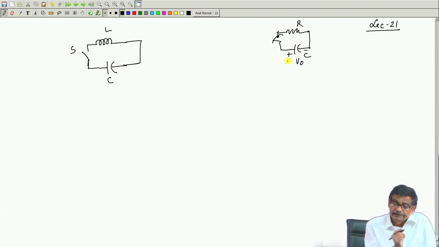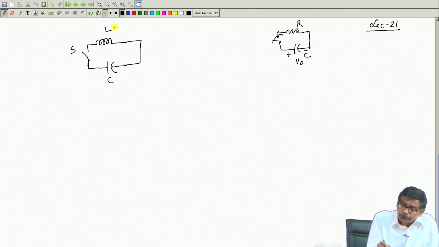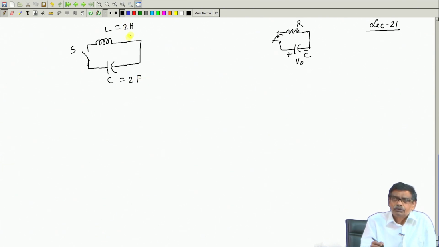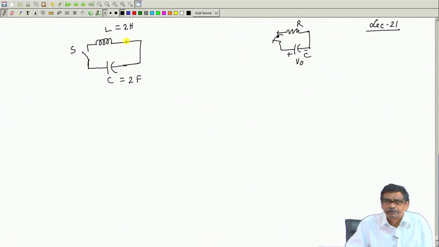Now, suppose I say that I put L equal to 2 Henry, and C is also 2 farad. Mind you, these numbers, 2 Henry and 2 farads, are too large. 2 Henry inductance is very large inductance. Similarly, 2 farad capacitor is very large. To keep our computation simple, I have chosen these values. An L of 2 Henry and a C of 2 farad will not be easily available.